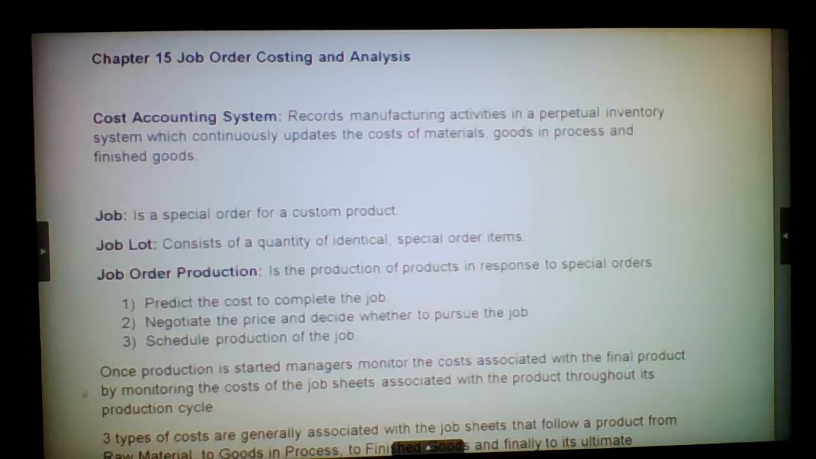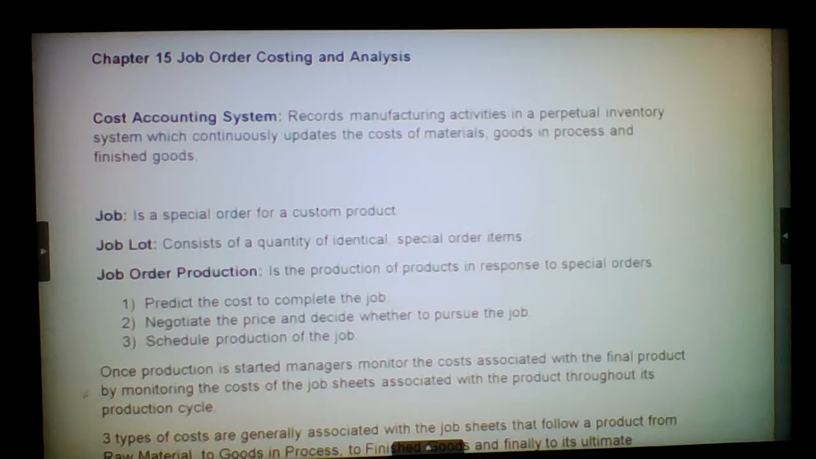And then we're going to go over information on the Excel spreadsheet. So I'll have two different times of going through. So we're going to talk about, first thing, what a cost accounting system is. A cost accounting system records manufacturing activities in a perpetual inventory system which continuously updates the cost of materials, goods in process, and finished goods.